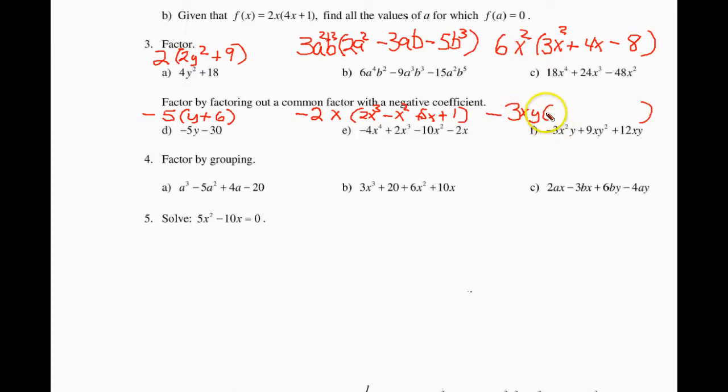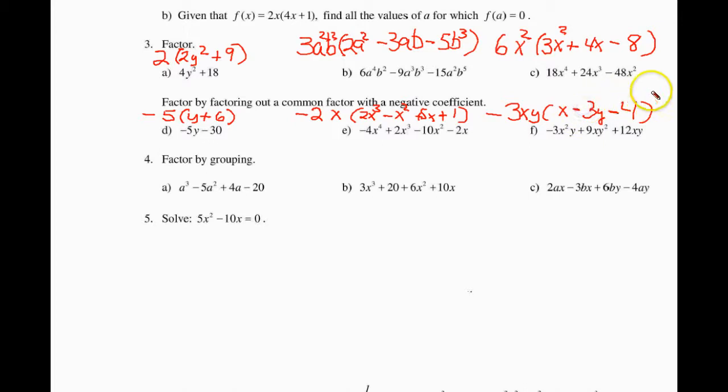Now, this one is going to be a positive. This is going to be a negative. And this will be a negative. So let's work on our signs here, or when we factor out. So here, what are we going to have left? Just the x. Here, we're going to have a 3y. And here, we're going to have a 4. And that's it.